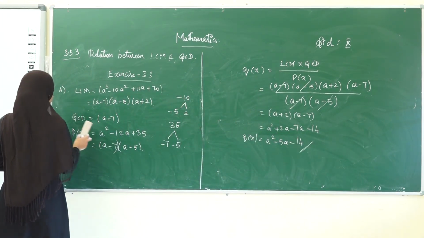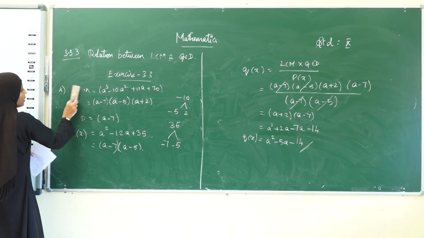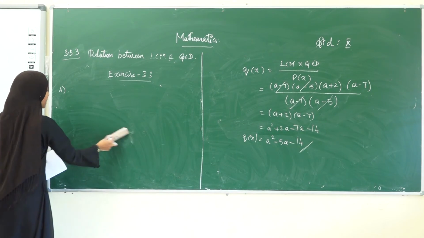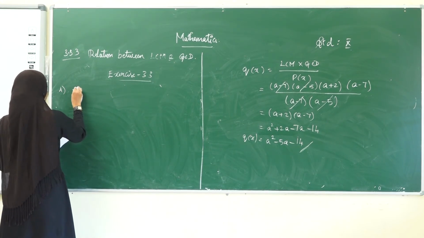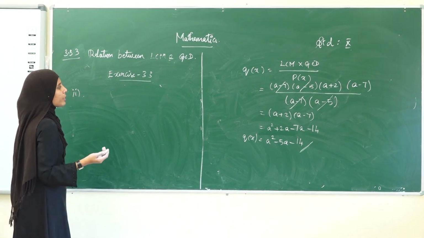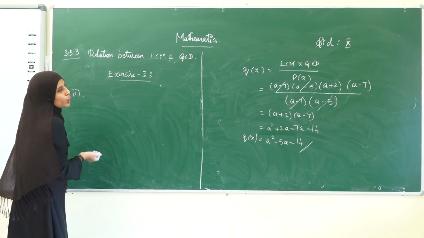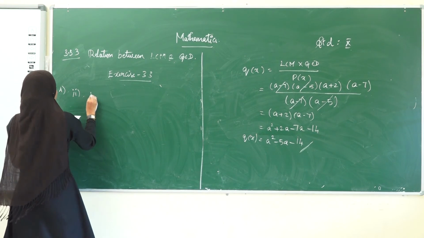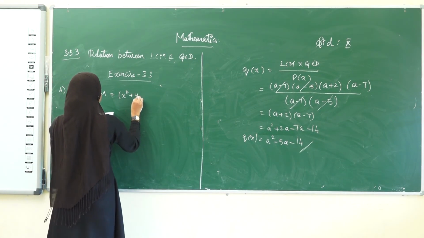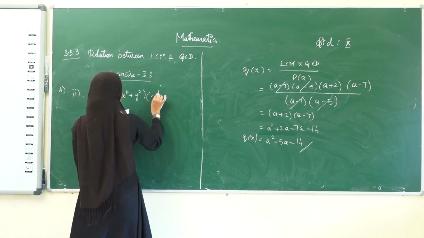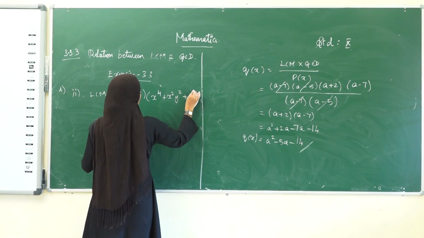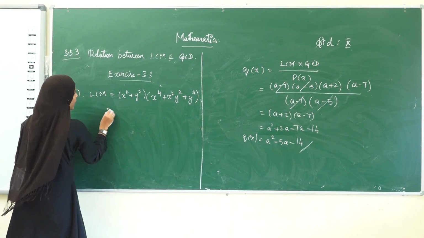Okay. This is the first subdivision. Now let us move on to the second subdivision. In the same way, here they have given LCM and GCD. Instead of p(x), they have given q(x). In this sum, we are going to find p(x). See, what's the LCM they have given? LCM is equal to (x square plus y square) into (x power 4 plus x square y square plus y power 4). We are going to expand this.